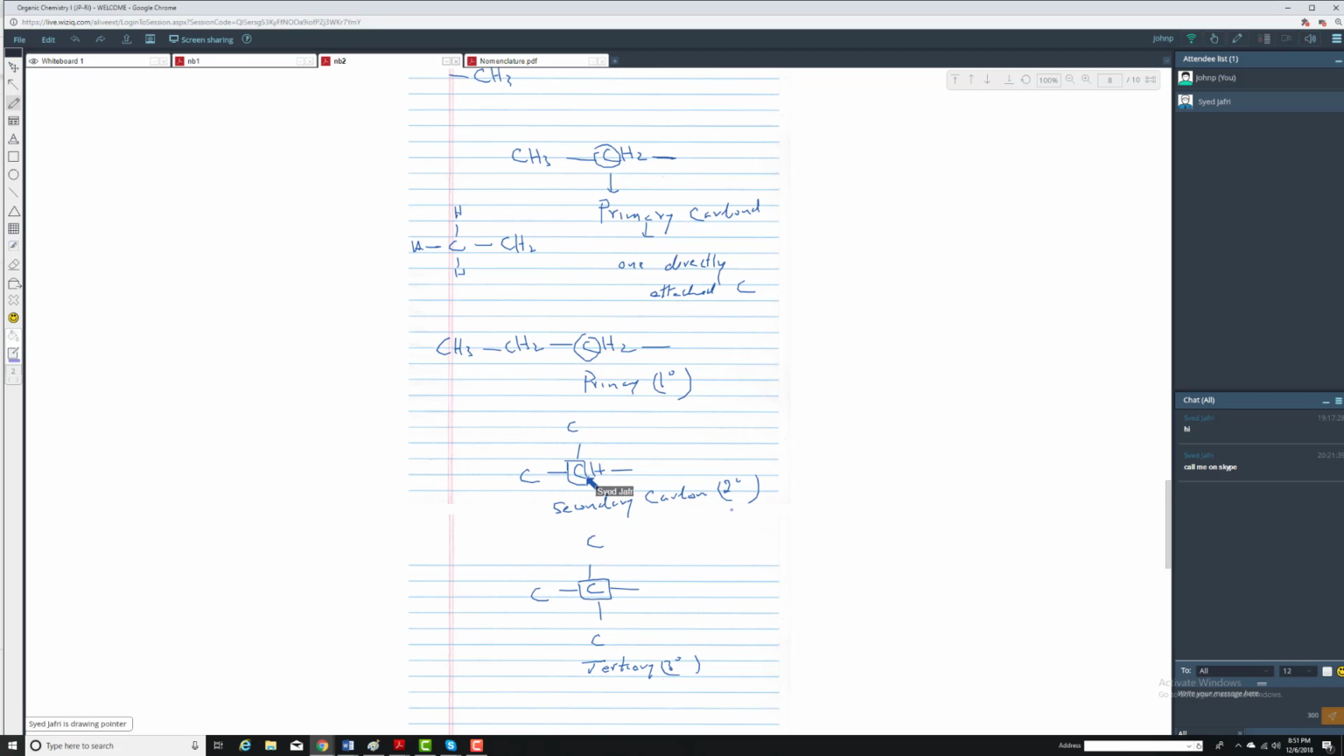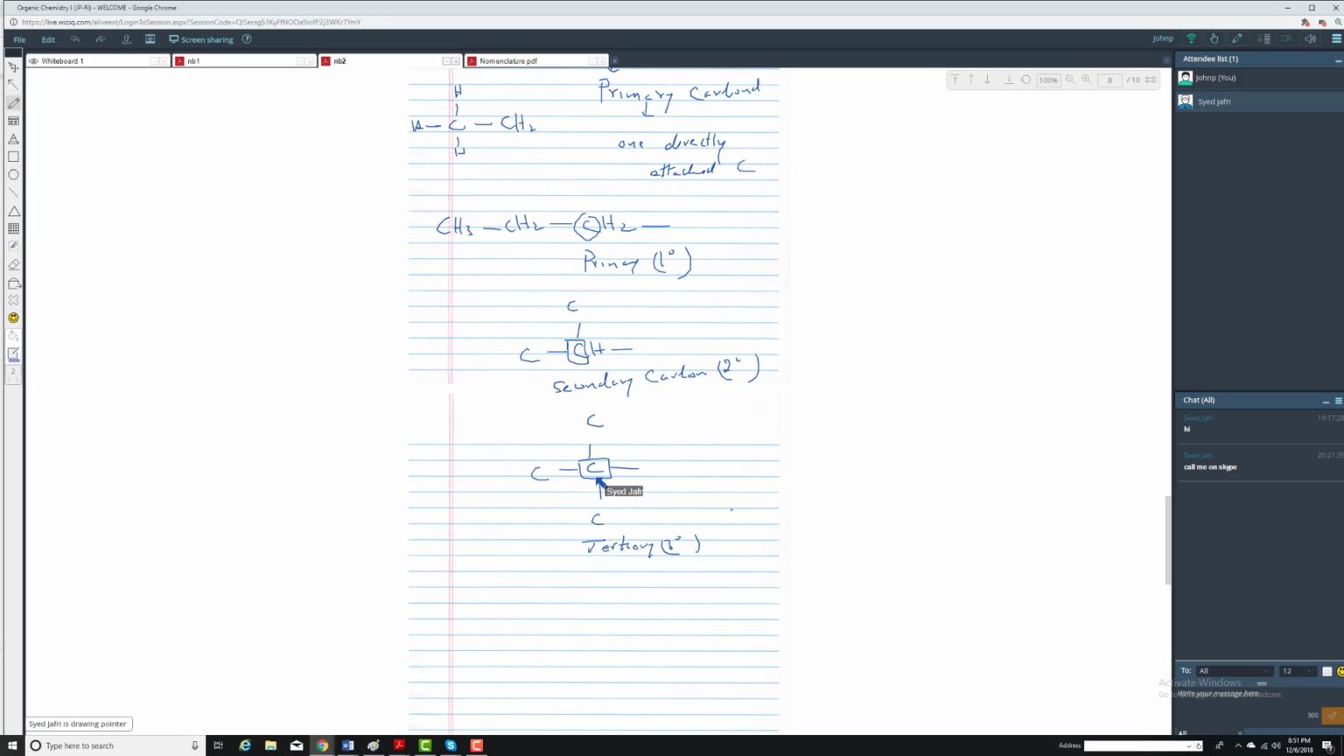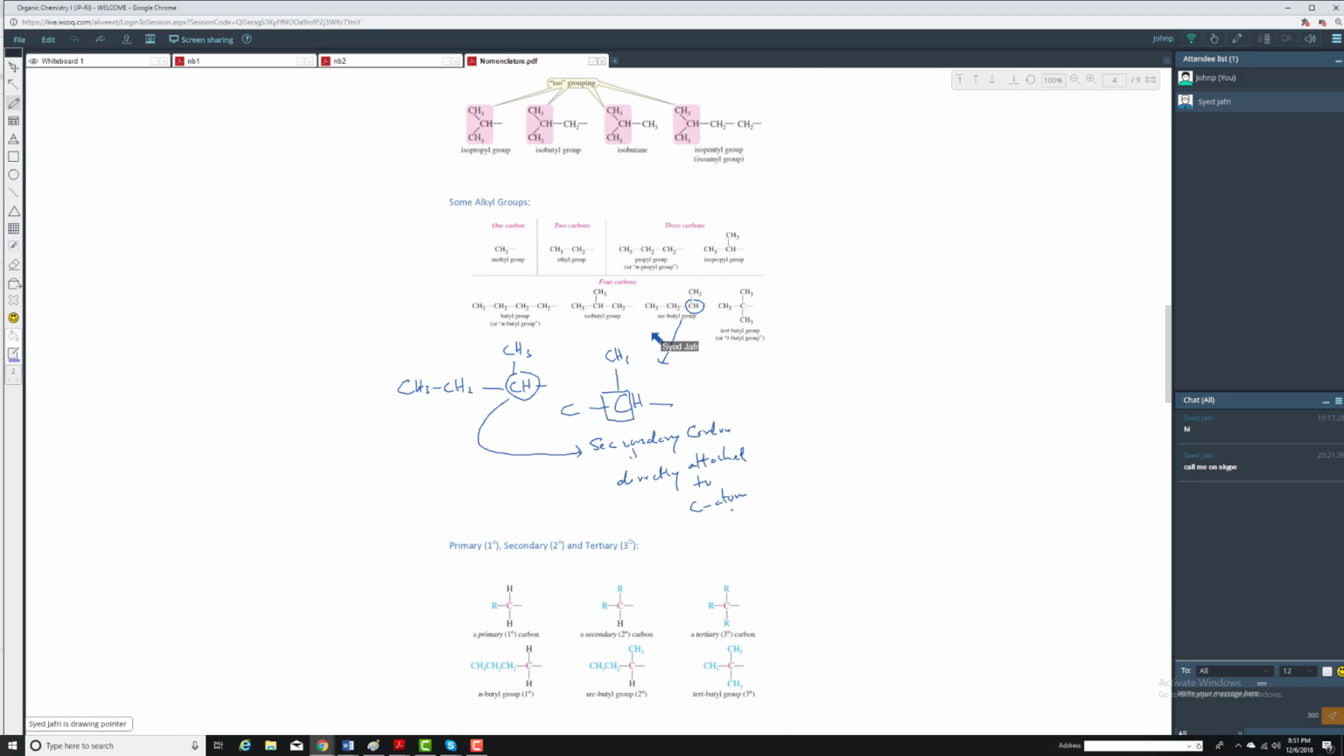It has only how many hydrogens? That's secondary. You can also identify by looking at hydrogen. This has how many hydrogens here? 0, and it is directly attached with 3 carbons. This is 3 degree valency. It is tertiary.